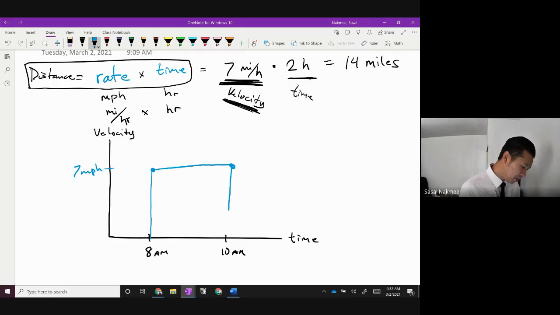Any ideas? How did someone come up with this idea of distance is equal to the rate times the time? You ever thought about that? How do we know that distance is equal to rate times time? I know I never thought about it. I was given that equation when I first learned it in Algebra 1.